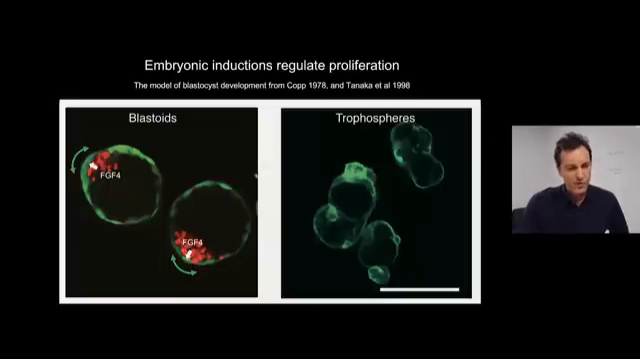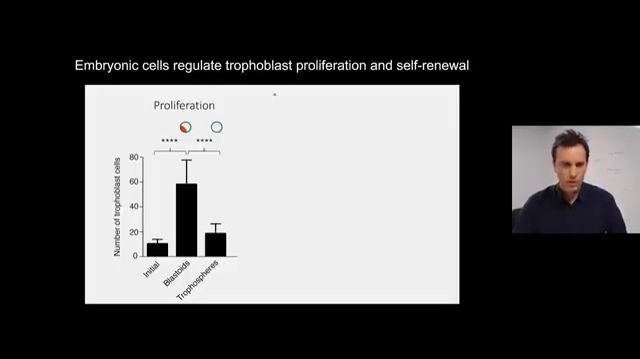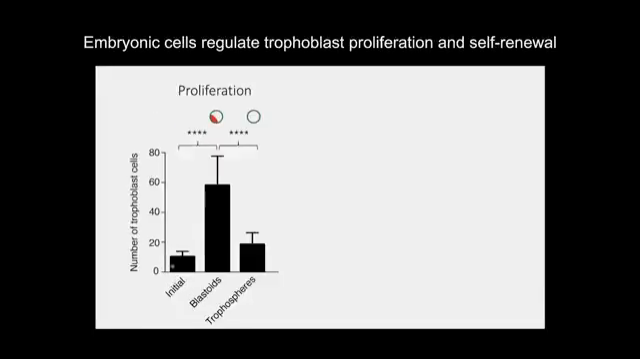And of course, the first thing that we want to do is to check if the model is recapitulating the classical experiments of Cope and Tanaka. And so we look at proliferation, and what you can see here is that we start with a certain number of trophoblast stem cells, and during the course of blastoid formation, this number is clearly increasing. So those cells are proliferating. On the contrary, trophospheres barely do.